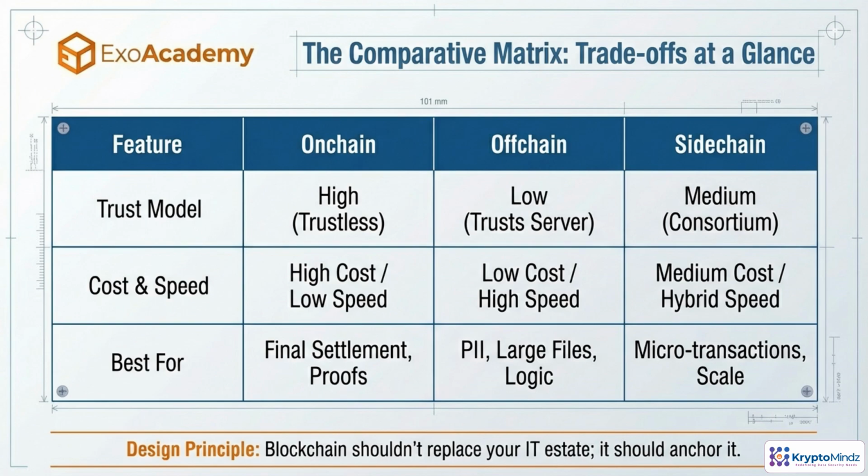With the three pillars in mind, let's compare how they behave in practice. On-chain gives you the highest trust, but it's expensive and slow, so you reserve it for final settlement, tamper-proof proofs, and core governance logic. Off-chain is the opposite. You're trusting a server, but you gain low cost and high speed, ideal for PII, large files, and complex application logic. Sidechains sit in the middle. They usually follow a consortium model with medium trust, medium cost, and hybrid speed, making them well-suited for microtransactions, bursts of activity, and anything that needs serious scale.